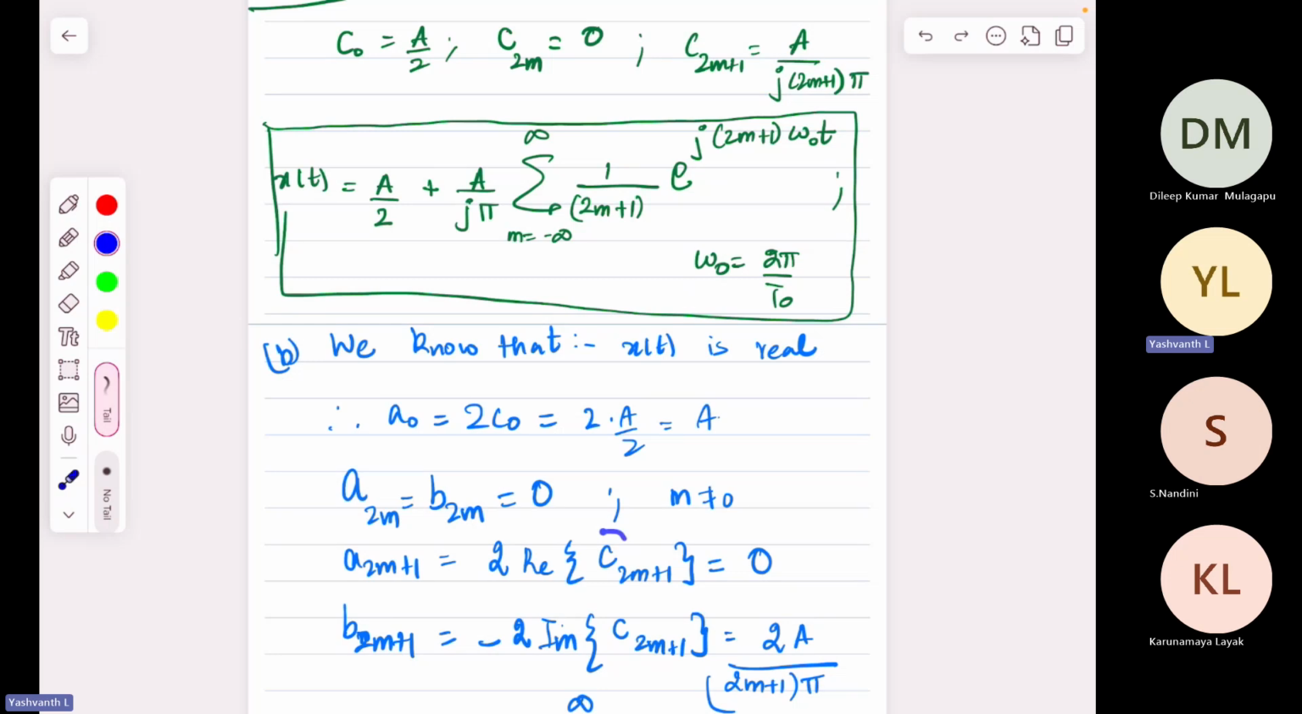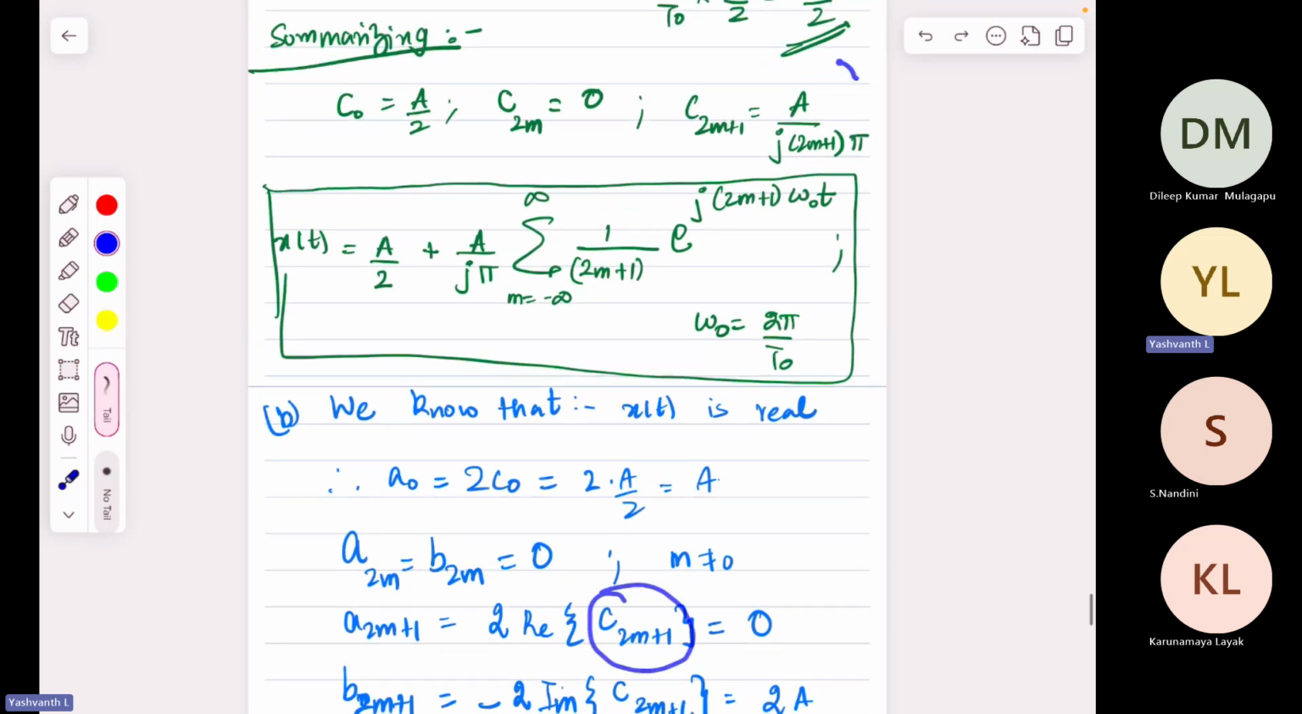But what is c2m plus 1? This is c2m plus 1: A by j into (2m plus 1) into pi. It's purely imaginary because j is there. It's not a real number. It's a purely imaginary number. Therefore, the real part of c2m plus 1 is 0.